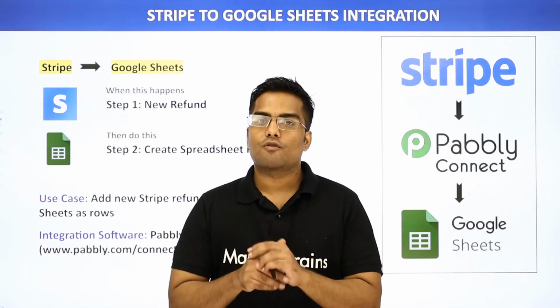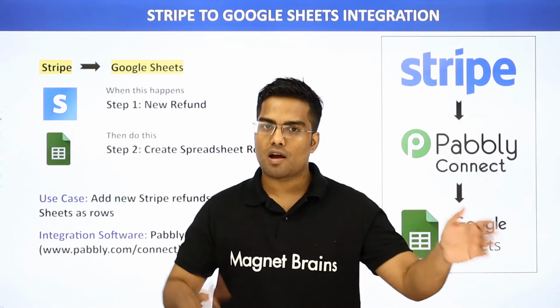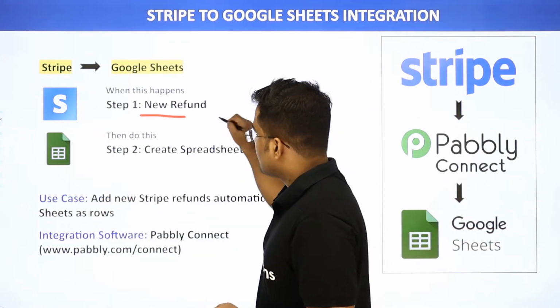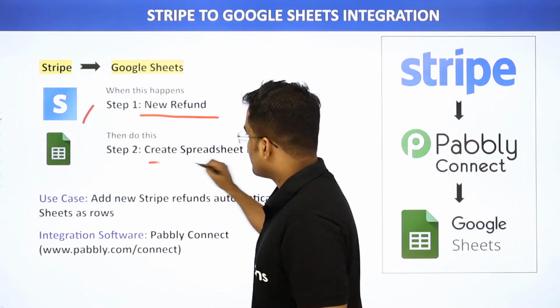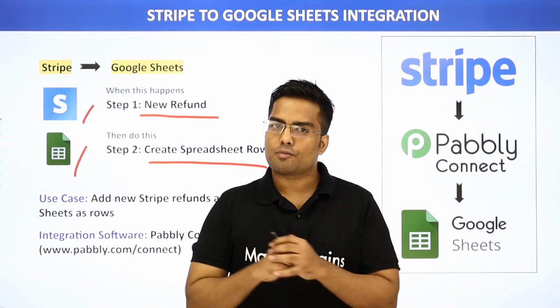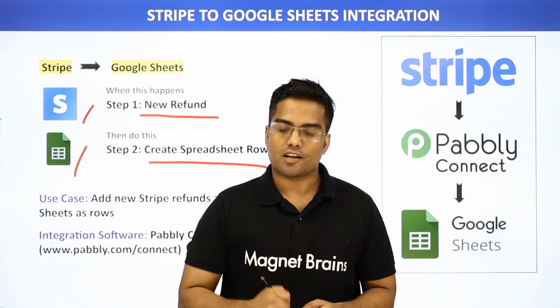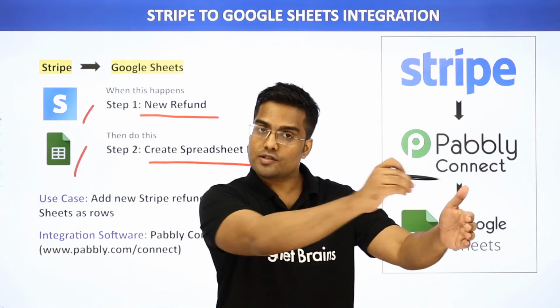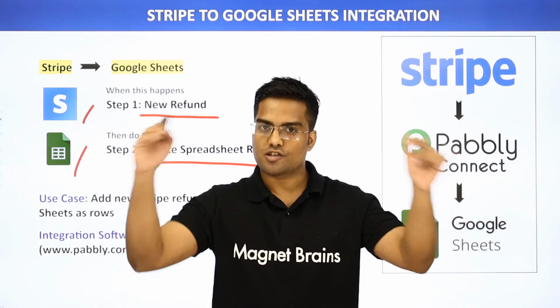So in this video, we will learn how to integrate Stripe and Google Sheet. Our use case is pretty simple. When a new refund is made in Stripe, it will create a spreadsheet row in Google Sheet. Now Stripe is an online payment processing platform and Google Sheet is your favorite spreadsheet program. So what we are going to do is send the data from Stripe to Google Sheet.